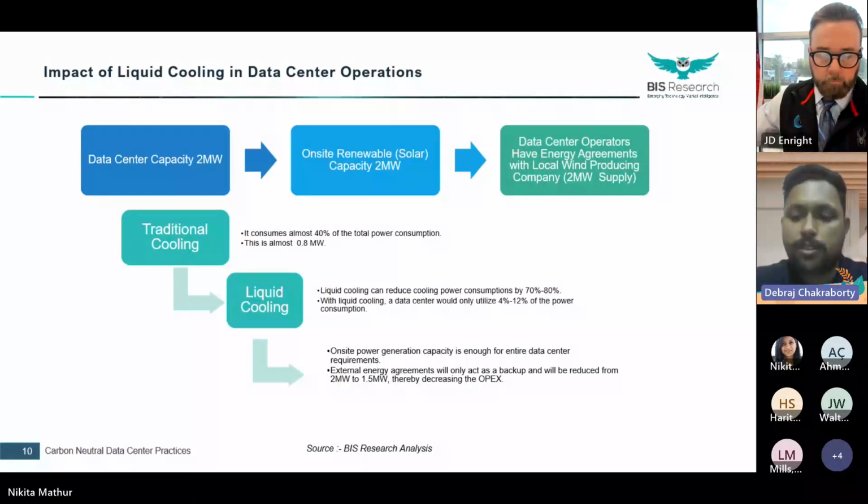This is the start that I was talking about. This is what JD is also explaining, that we need to start somewhere. Liquid cooling is an excellent platform and an excellent step towards, let's say, more green, not exactly carbon neutral in terms, but yes, less carbon, more efficient.